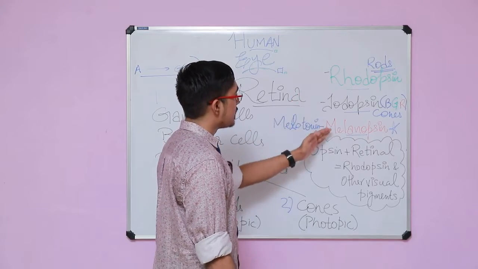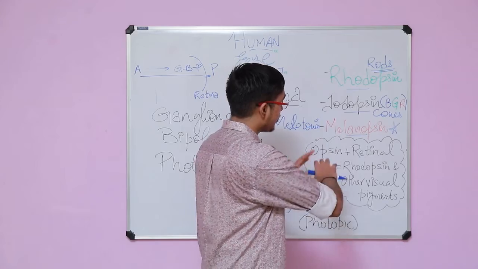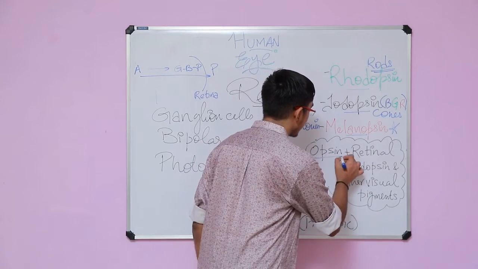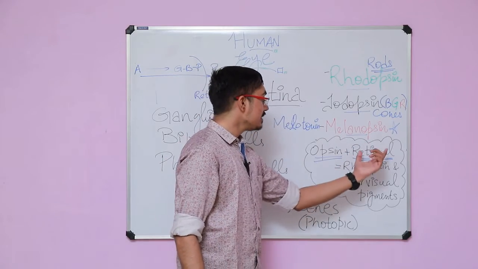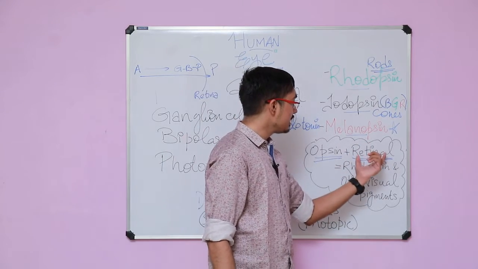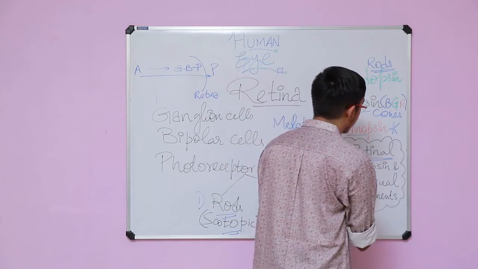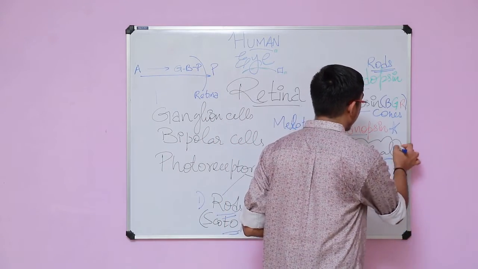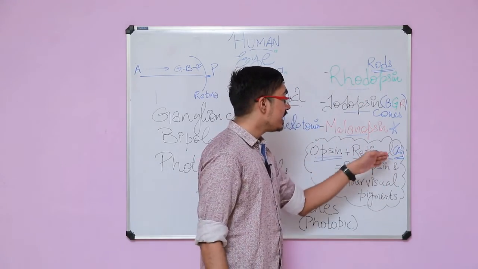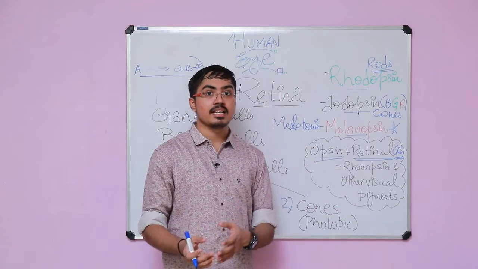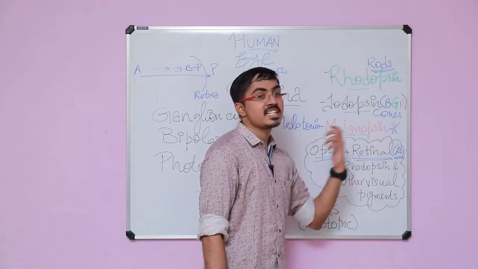Now all these pigments can be divided into two parts. If you see the structure of these pigments, it is actually divided into two parts. One part is called opsin, and the other part is called retinal. The word retinal itself suggests that it is a compound formed out of vitamin A. It is a vitamin A derivative. Retinol, retinal, etc. are the other names of vitamin A. So retinal is the aldehyde form of vitamin A itself.